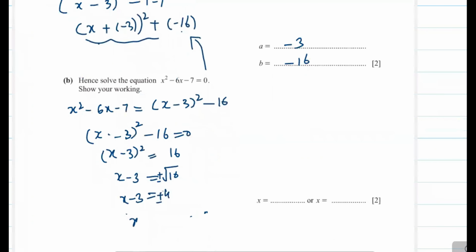Now we can write it as x equal to 3 plus 4 or x equal to 3 minus 4. That value is equal to 7 and this value equal to minus 1. We write it as 7, minus 1.